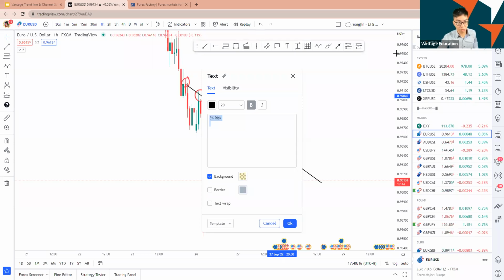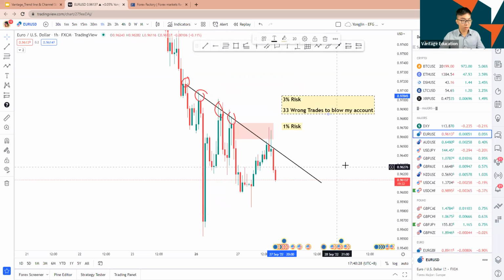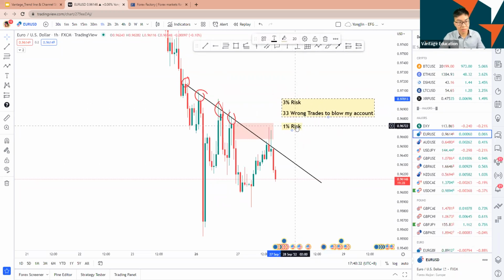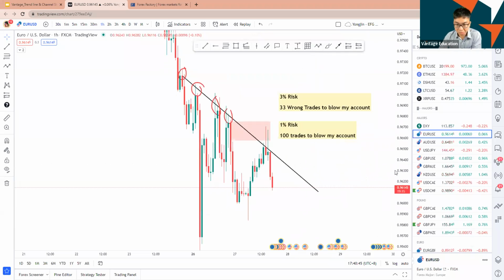So with a 3% risk, it takes me about 33 wrong trades to grow my account. But what if I use 1%? 1% risk helps with my psychology a lot. I need 100 trades to grow my account. It helps a lot with your psychology.